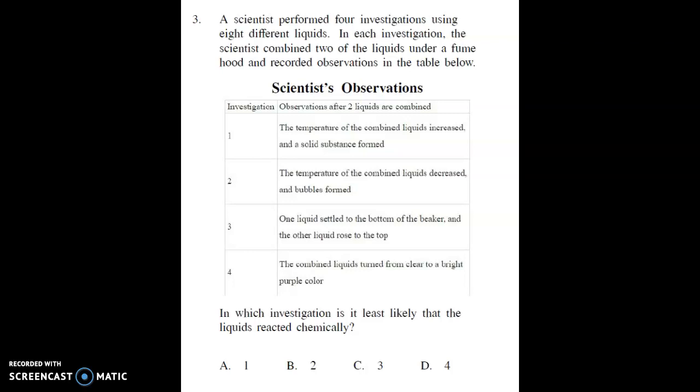Investigation 3. One liquid settled at the bottom of the beaker and the other liquid rose to the top. Investigation 4. The combined liquids turned from clear to a bright purple color. In which investigation is it least likely that the liquids reacted chemically? A. 1, B. 2, C. 3, or D. 4.